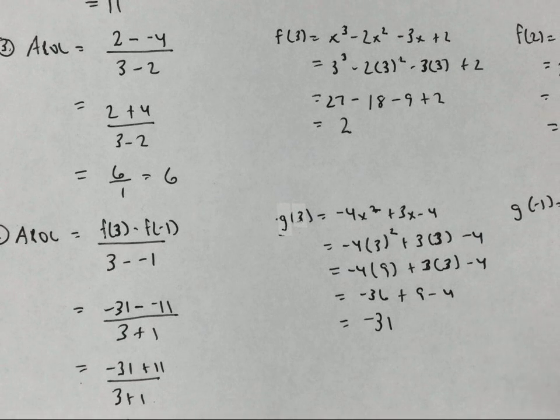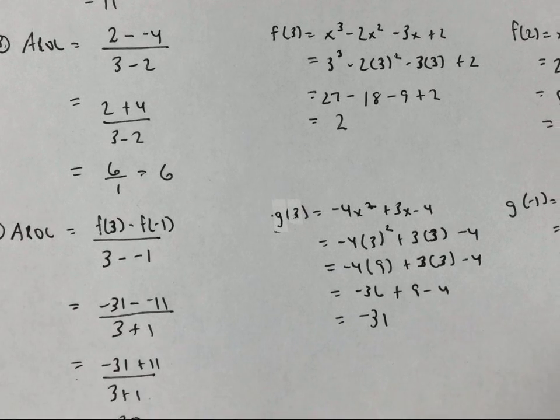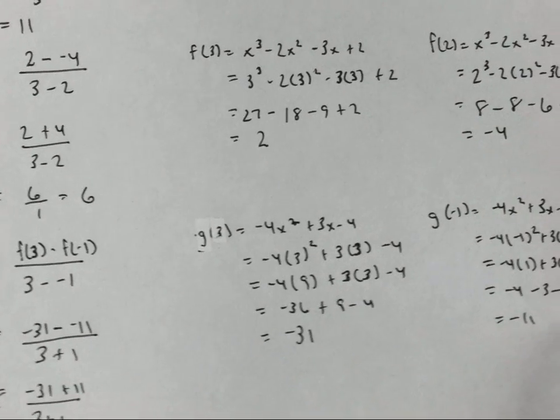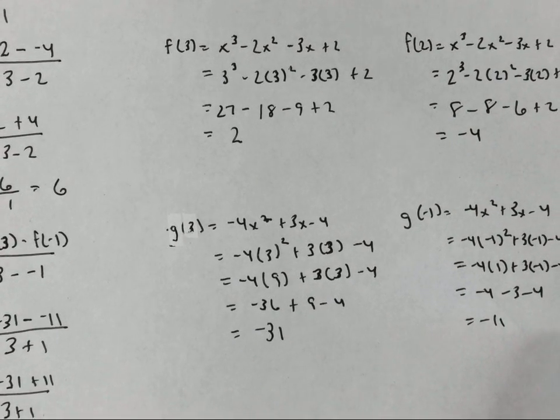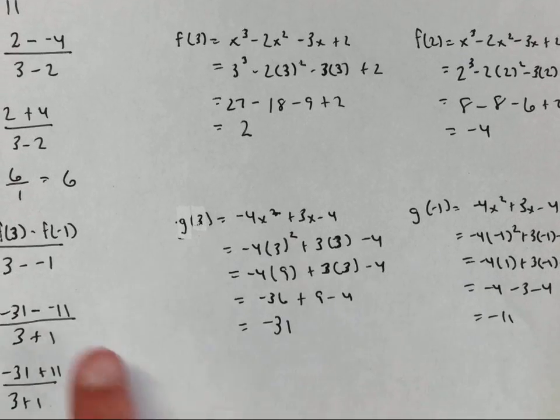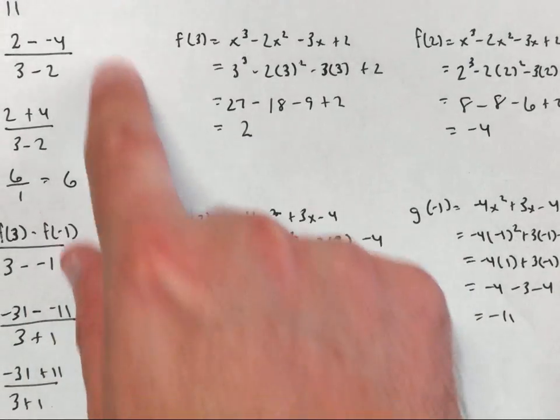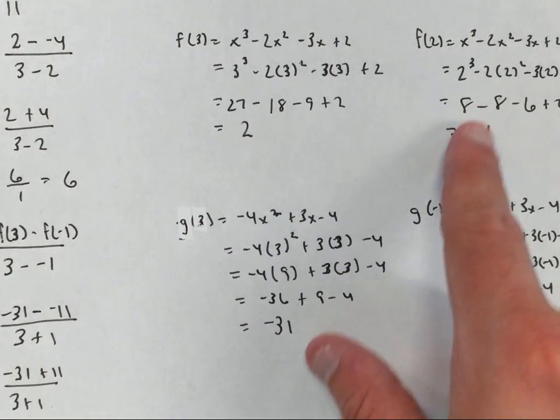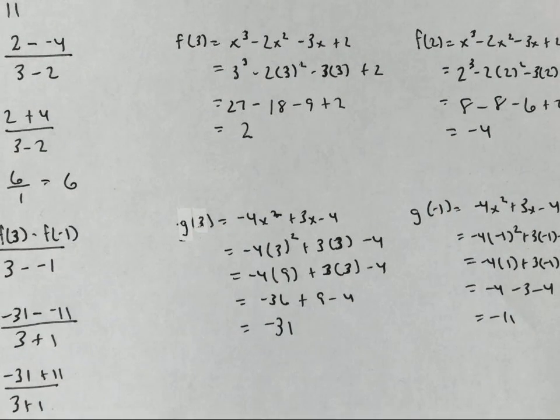Number 3 is 6. Move this over so you can try to see both that work. So here's your answer. Number 3 is 6. Here's what f of 3 equals 2. F of 2 equals negative 4.